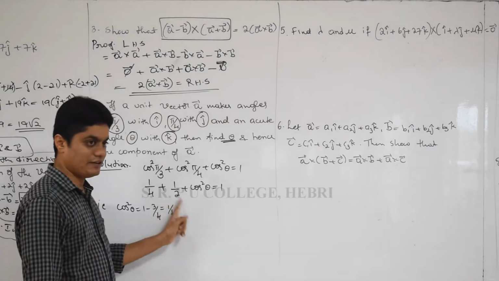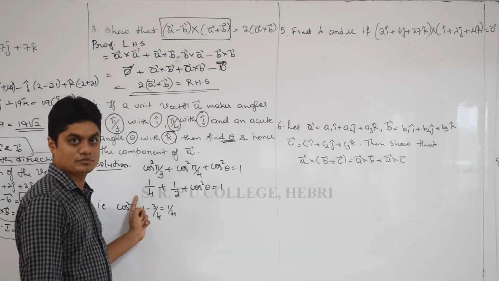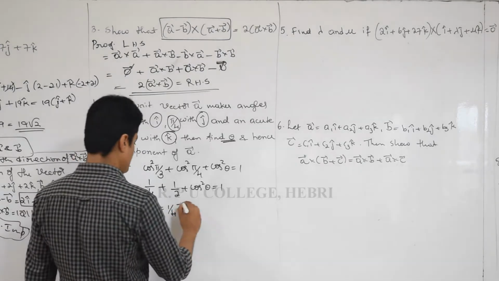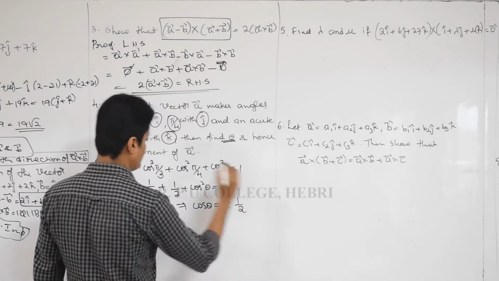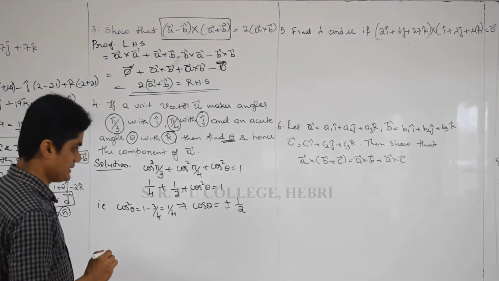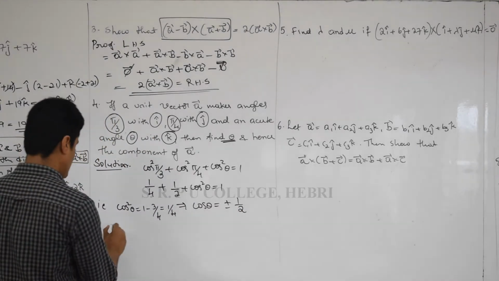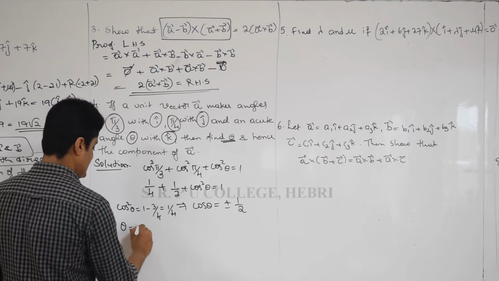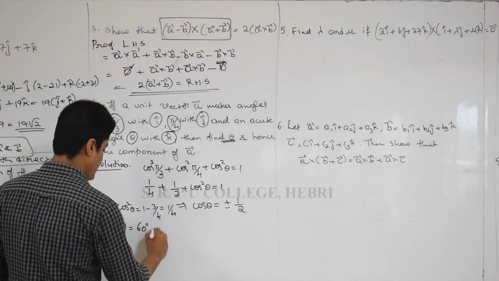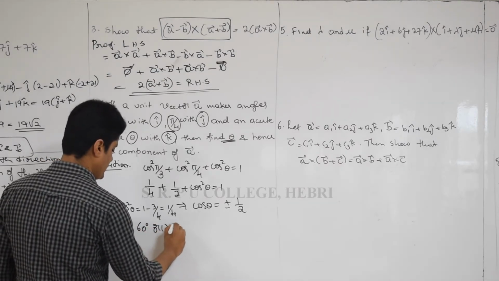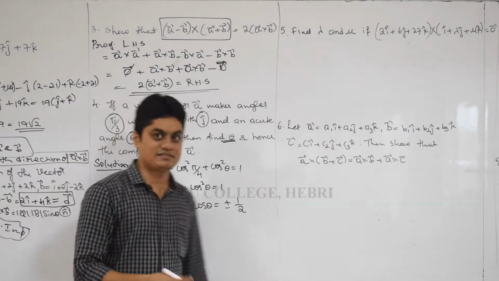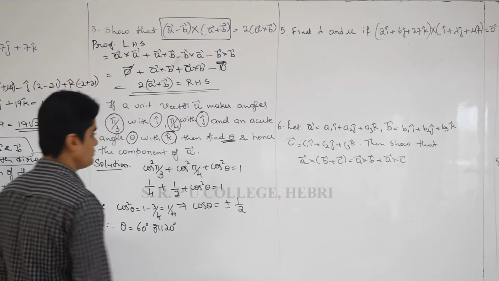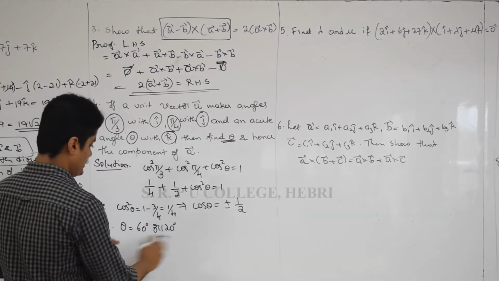If we take half, it gives half; if we take a quarter, it gives a quarter. Correct? So this implies cos theta is equal to plus or minus 1/2. So there are two answers for theta. Theta must be either 60 degrees or 120 degrees, because when it is plus half it is 60 degrees, and when it is minus half it is 120 degrees. So there are two possibilities.